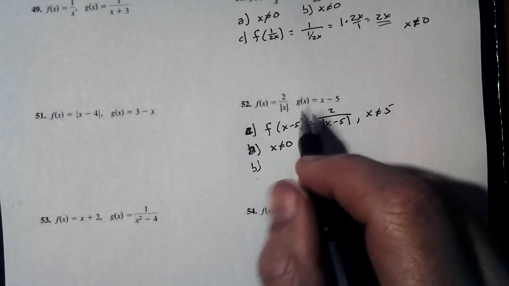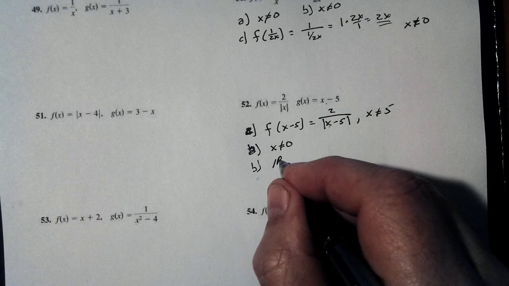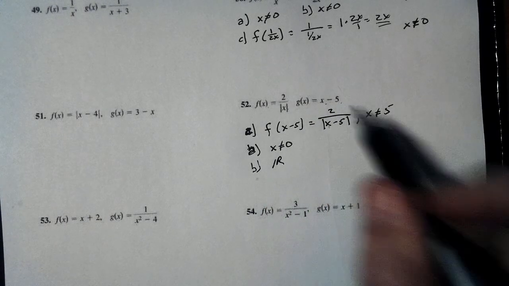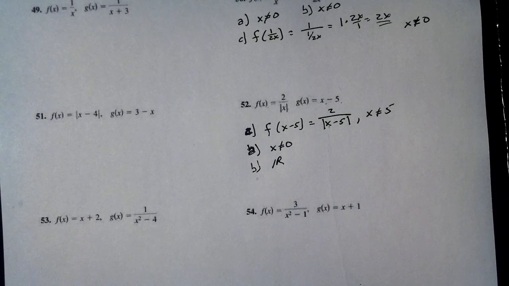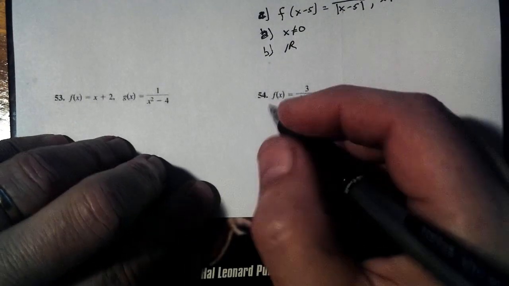And B, X can be anything for G, all real numbers. I can subtract 5 from any number I want. I just can't put 0 in denominators, but I can have a function be 0. All right, let's do 54 in the right order here.